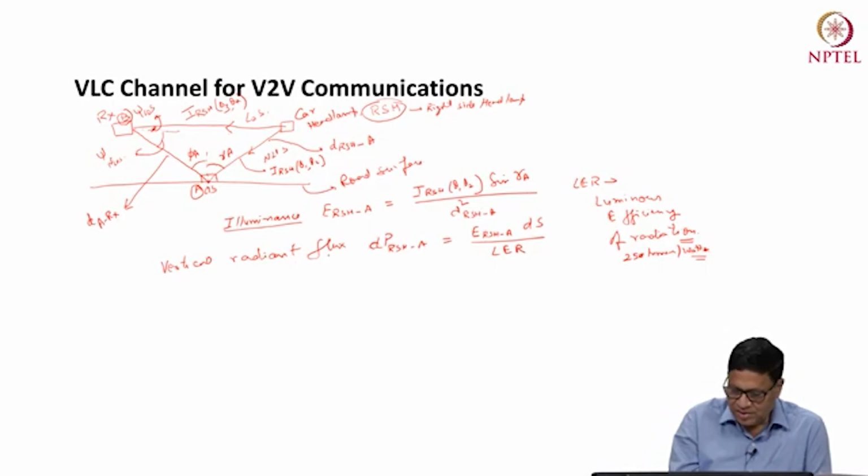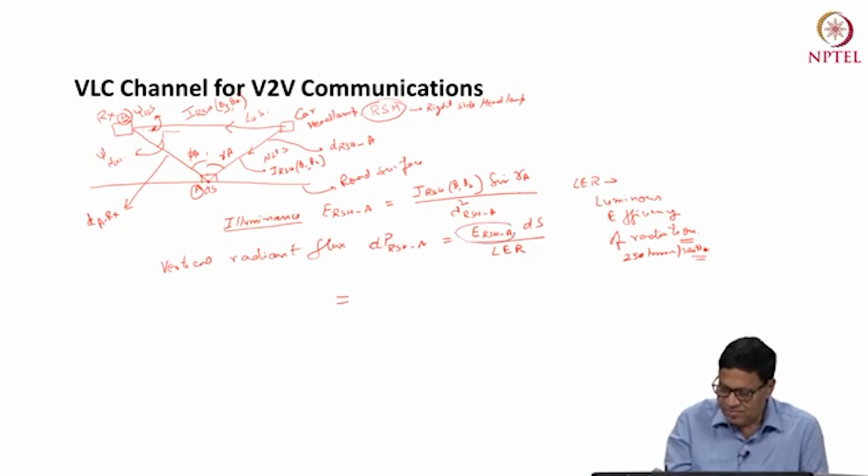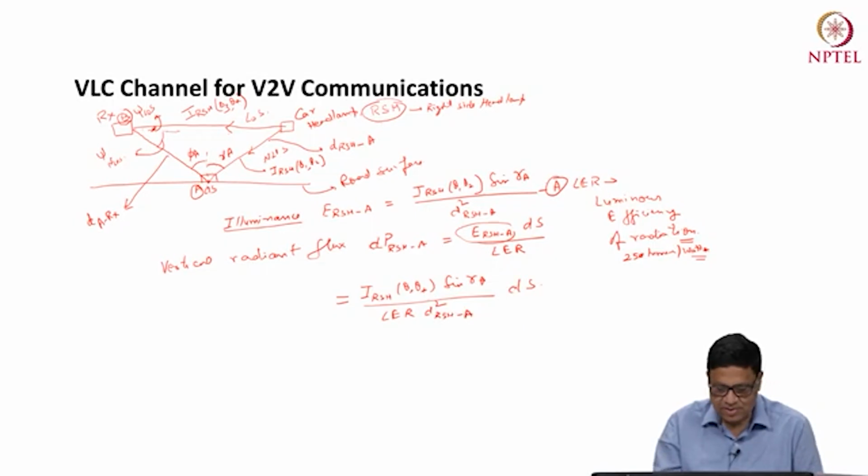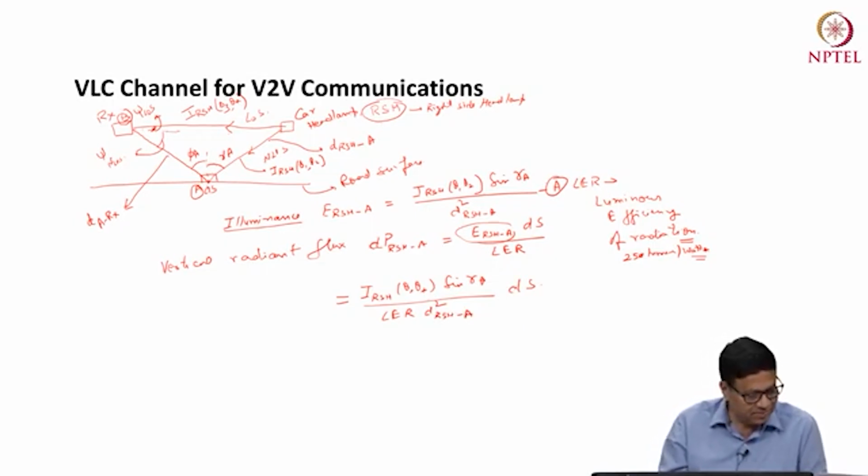So this is the vertical radiant flux. It will be equal to, we put this E RSH A from the earlier equation, equation number A, we put this value. What we get is I right side lamp theta 1 theta 2 sine gamma A divided by LER d square RSH minus A into ds. So this is the vertical radiant flux.